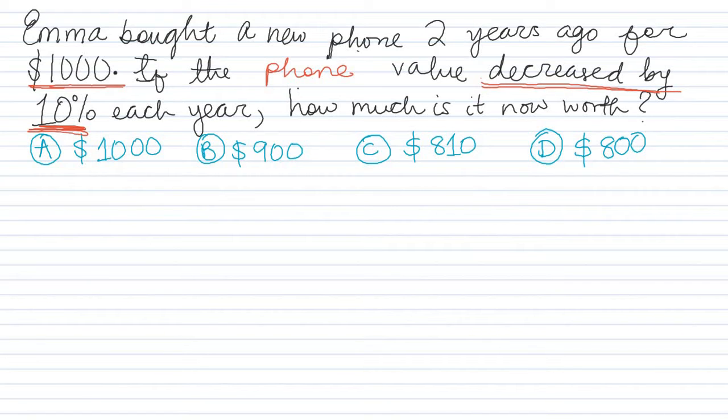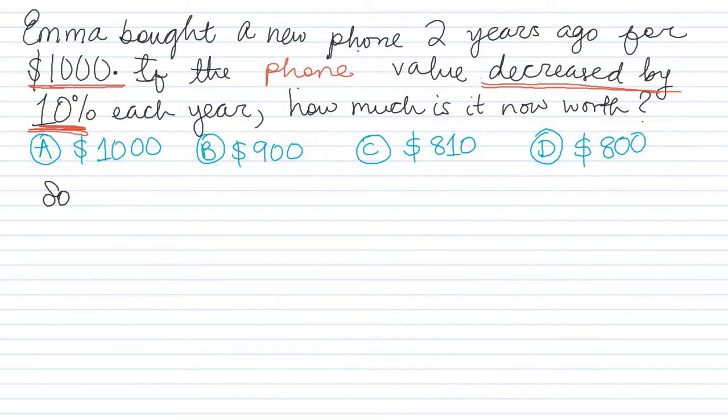since the phone decreased by 10% each year. So basically, what is it worth now, if every single year since 2 years ago it's been decreasing by 10%? I hope my grammar is not super weird, but I think you get the point. So we're going to start with the solution.